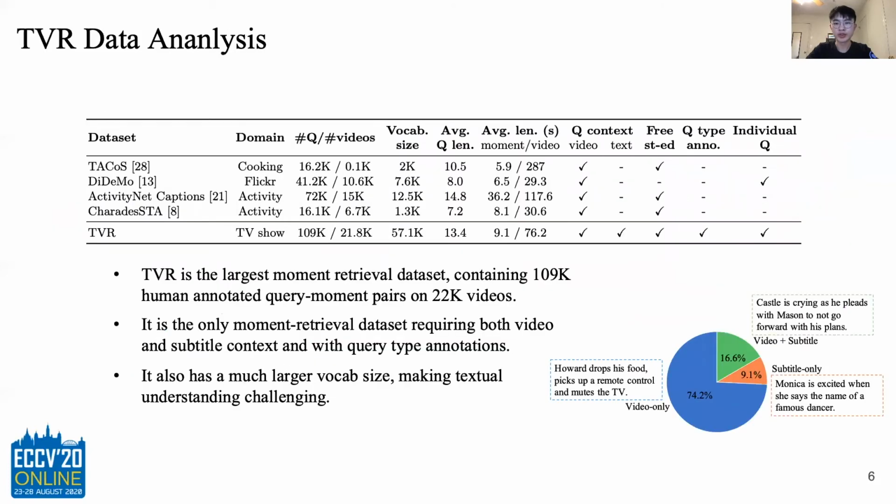With this strict data collection procedure, we collected 109K human annotated query moment pairs on 22K videos, making it the largest dataset of its kind. TVR is the only moment retrieval dataset that requires both video and subtitle context, and it is also the only one with query type annotations. These query type annotations could be used for deeper analysis of the dataset and the models built on top of it. We show the distribution of TVR query types on the right. In addition, it also has a much larger vocabulary size, making textual understanding challenging.